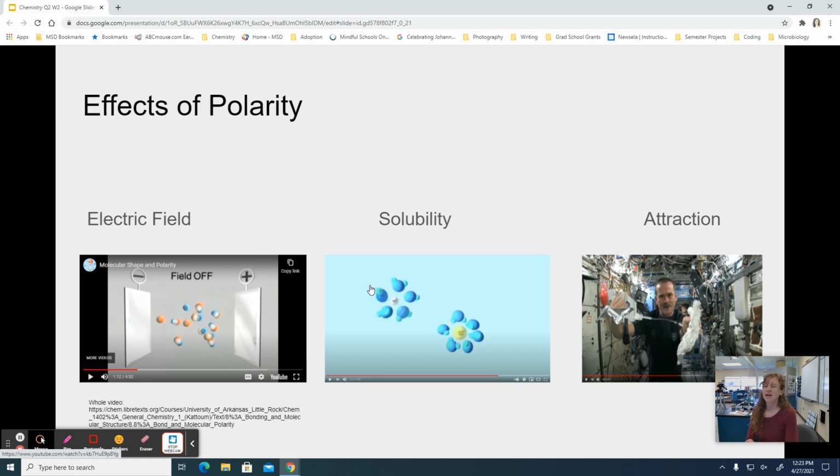When you talk about elements, atoms, compounds, and molecules, and then you start talking about what they do, you're going to talk about polarity. It's one of the first things you talk about. So we're going to talk about three big things. First of all, there's an effect in an electric field. It affects solubility, will it dissolve or not? And then it also affects attraction. So I want to show you a couple things that talk about why we care about polarity.